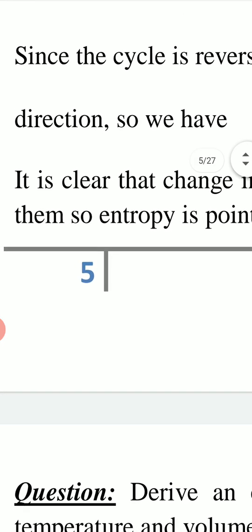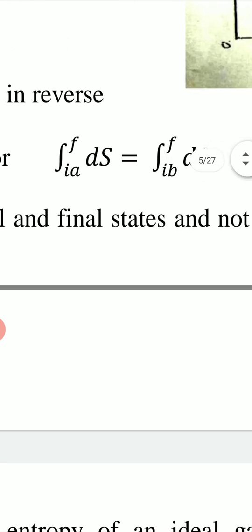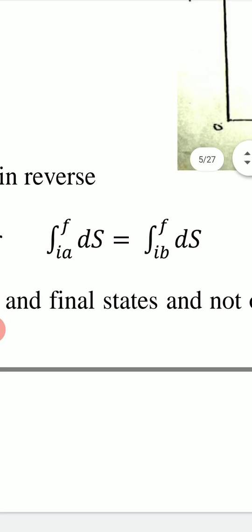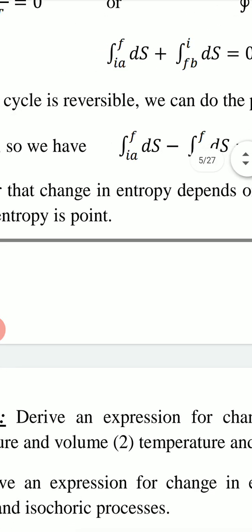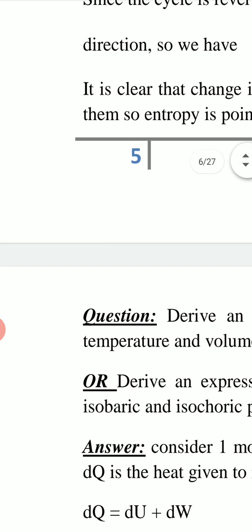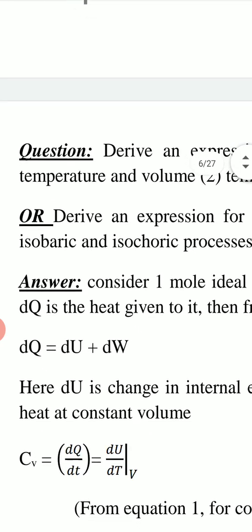and from this we can write integral I to F ds for path A is equal to integral I to F ds by path B. So the change in entropy between two states depends on initial and final state only, and not on the path joining them. So we see that entropy is a point function and it is not a path function.